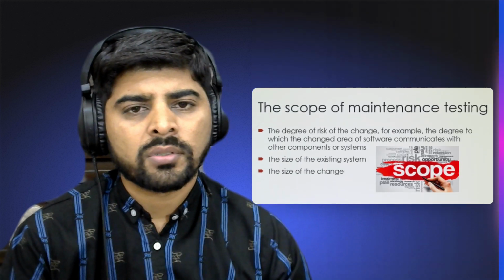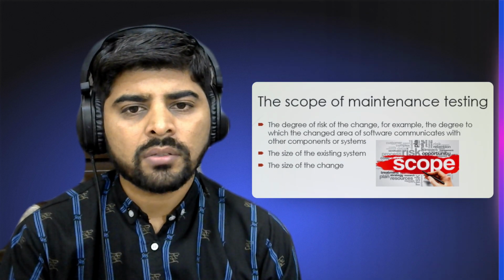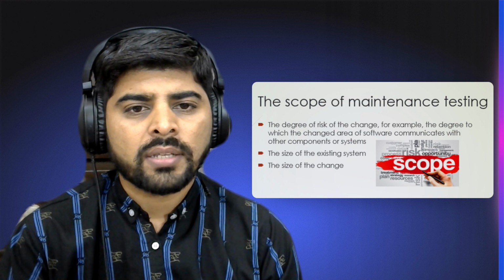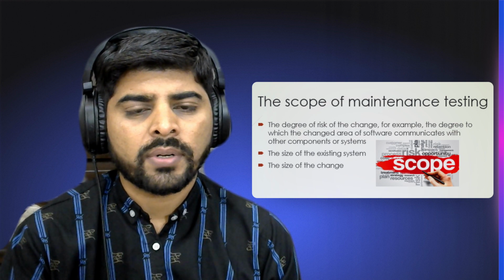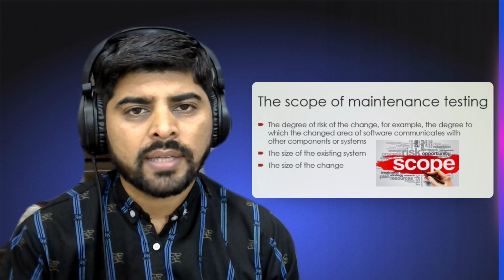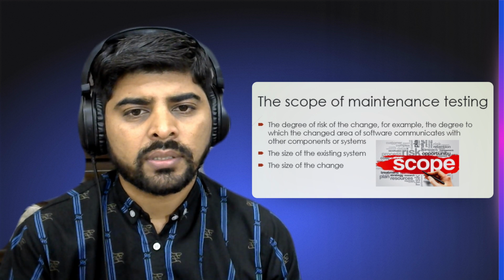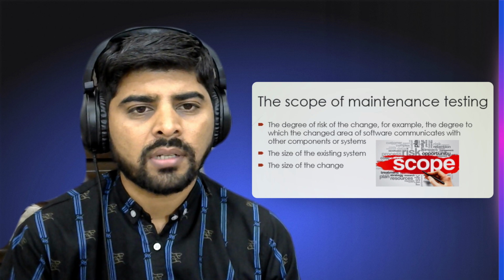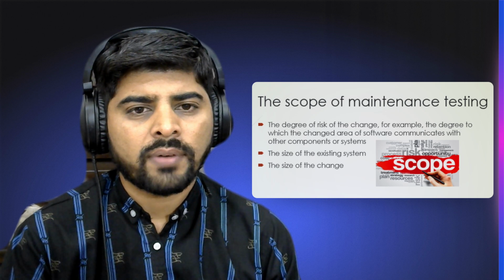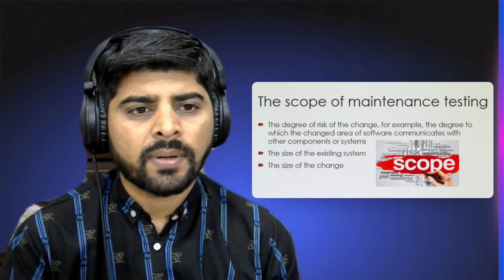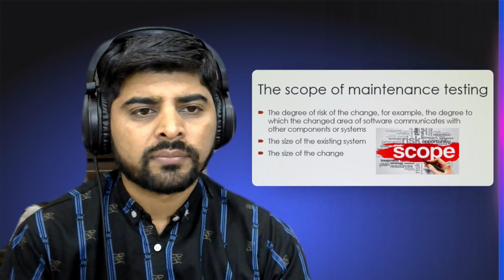So let's discuss the scope of maintenance testing. Scope is the degree of risk of the change. For example, the degree to which the changed area of the software communicates with other components of the system, and the size of the existing system. If the size of the existing system is large, then the scope will be large. If the size of the change is large, then the scope will be large, and we need to do a lot of work regarding maintenance testing. So regression testing and retesting will be performed at all test levels.